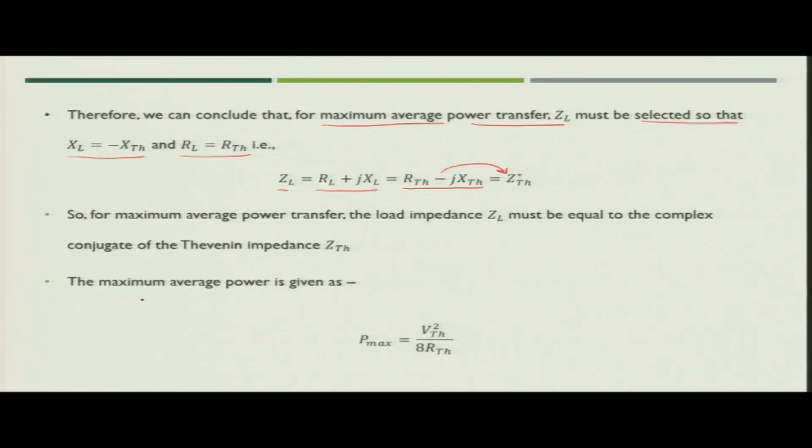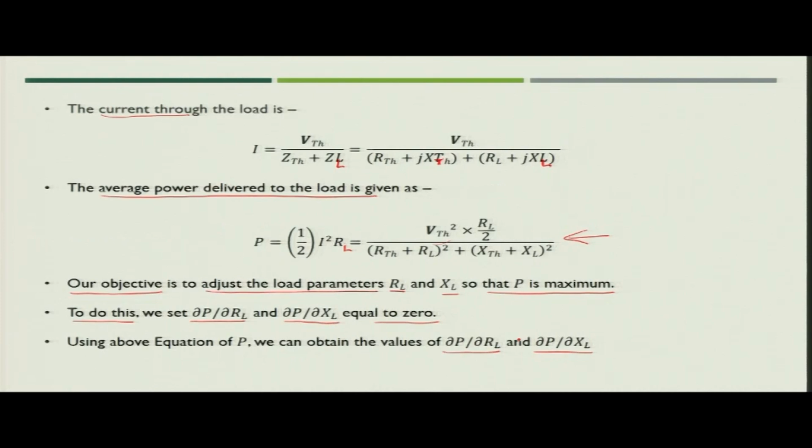So, now what would be the maximum power to be transferred? In this case, P max, the maximum power which would be transferred, would be equal to VTH square by 8 RTH. How did you get it? You just simply put the value of RL as RTH and XL equal to minus XTH. So, this will anyway become 0.